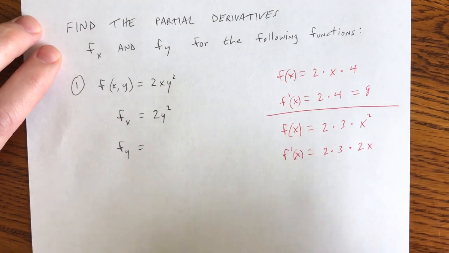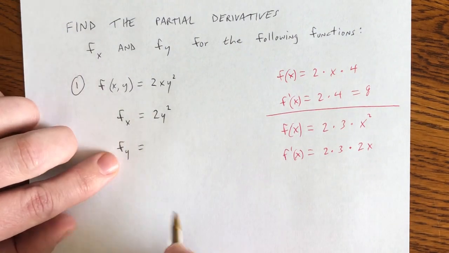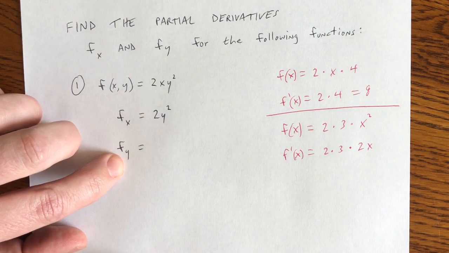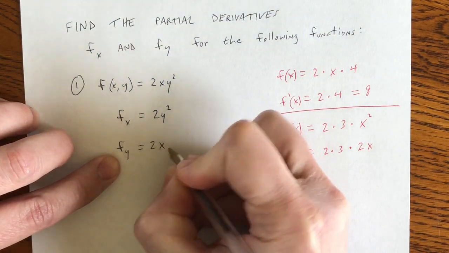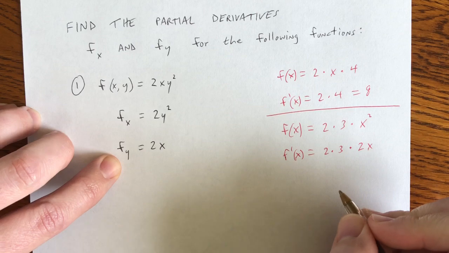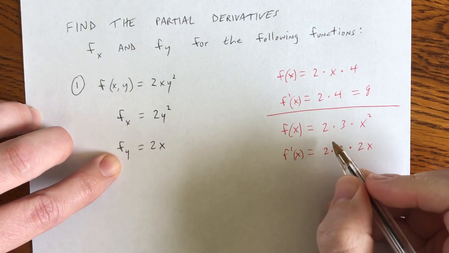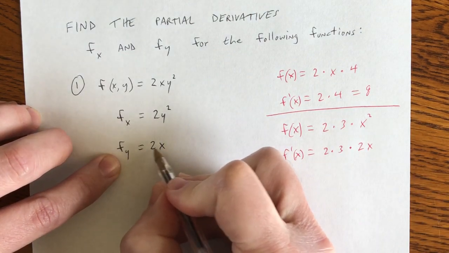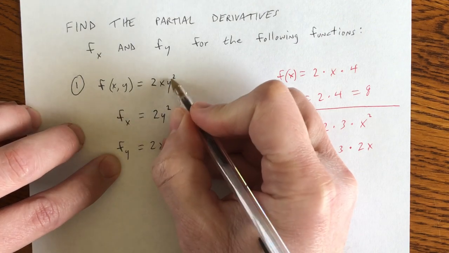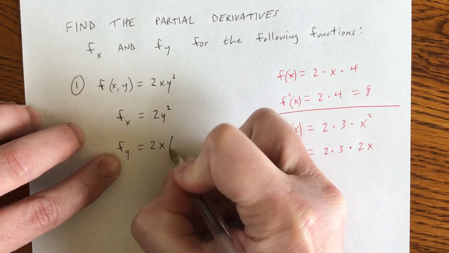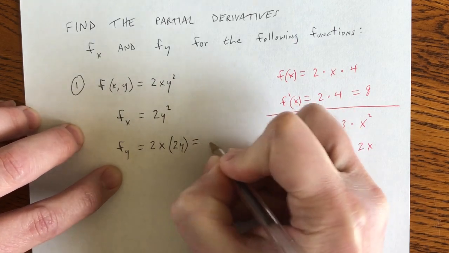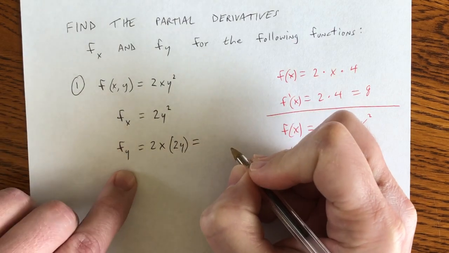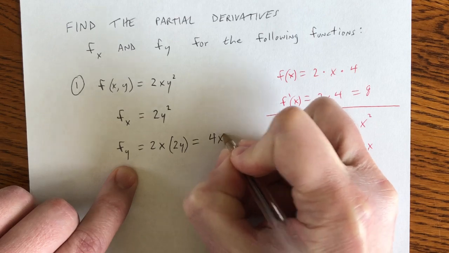Okay, so what does that mean? Well, over here, differentiating with respect to y, that means the 2 and the x stay put, just like the 2 and the 3 did here. You consider these to be constants. And then what's the derivative of y squared? Well, the derivative of y squared is 2y. So the final answer for this one, the first partial with respect to y, would be 4xy.